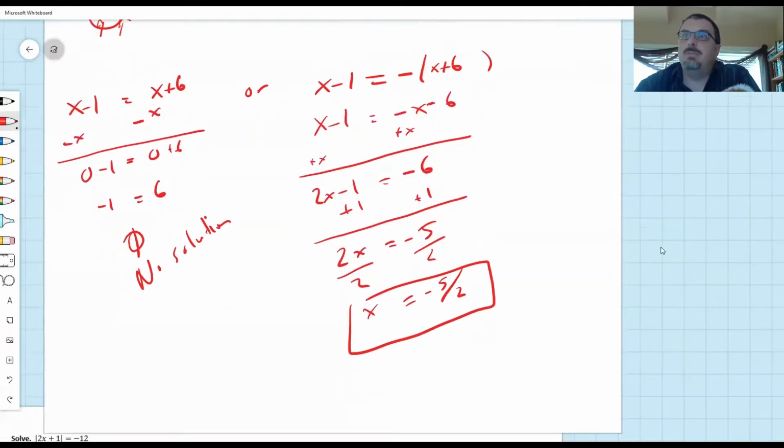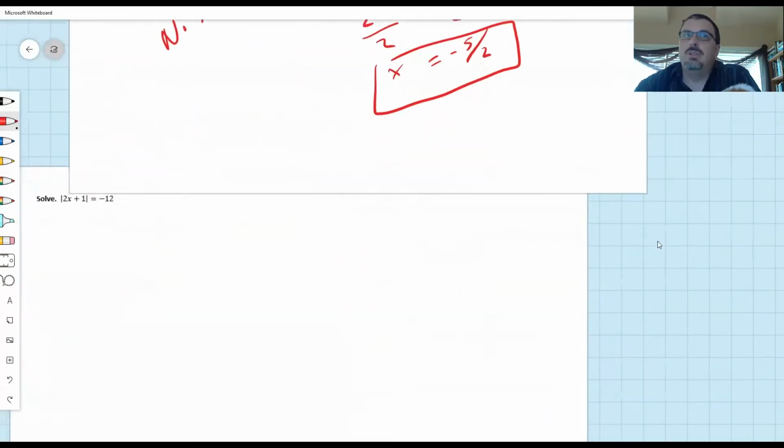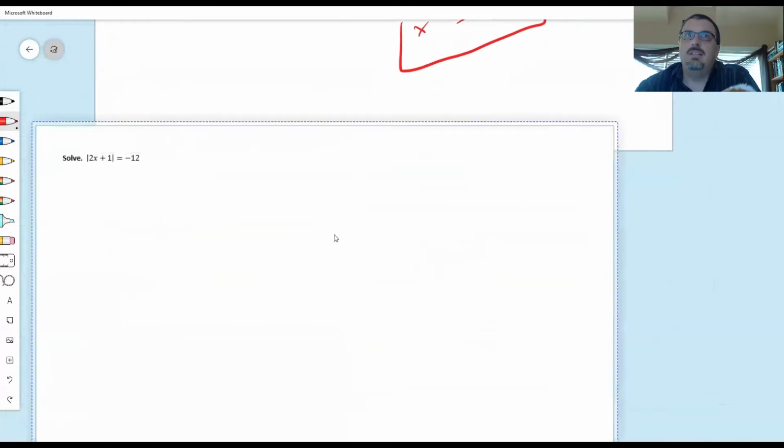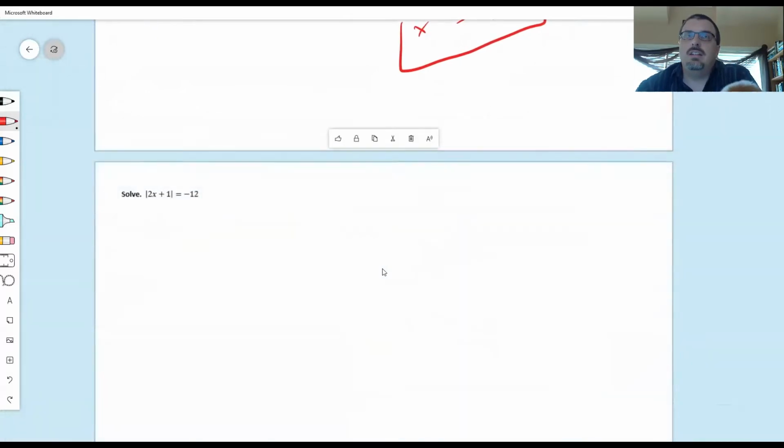And the final problem from this section I want to look at is the absolute value of 2x plus 1 equals minus 12. And this was kind of, some people call it a trick question. It's actually possible to answer this question without doing any work.